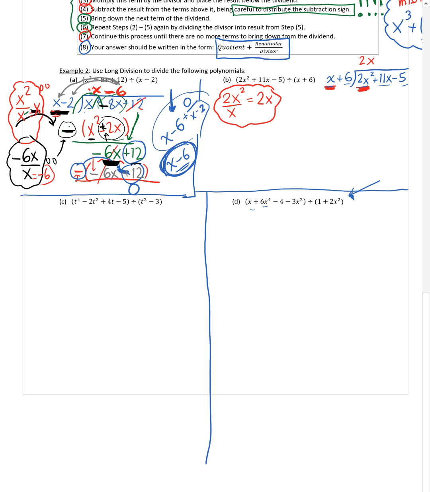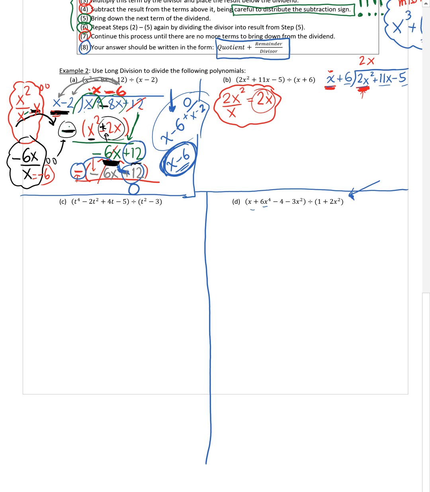Or another way to think of it is, instead of saying what's x divided into 2x squared, you can always say, what would I have to multiply x by to get 2x squared? That's another way to say it. You could say x times what is 2x squared? And then you get the same thing, 2x. It's kind of up to you how you want to think of it, but either way works.